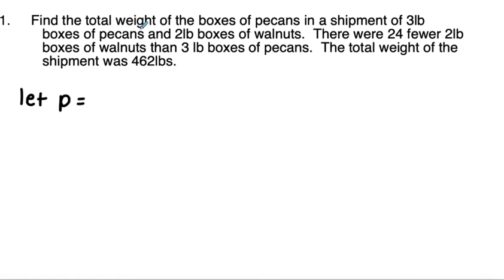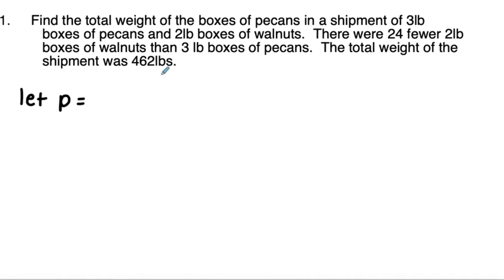It says, find the total weight of the boxes of pecans in a shipment of 3-pound boxes of pecans and 2-pound boxes of walnuts. There were 24 fewer 2-pound boxes of walnuts than 3-pound boxes of pecans. The total weight of the shipment was 462 pounds.